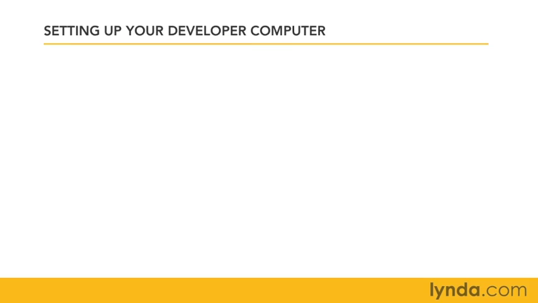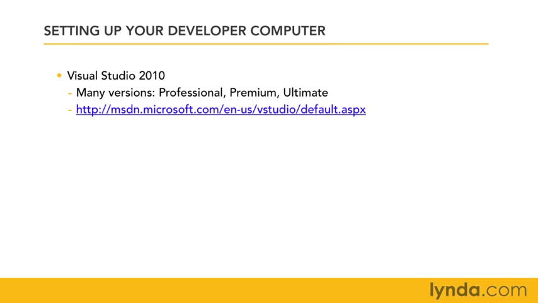This movie discusses what it takes to get your computer ready to use Visual Studio. There are a number of versions of Visual Studio available for you to download. The first movie in this chapter provides more details about these editions. Regardless of which one you choose, you need to download the installer to your local computer.